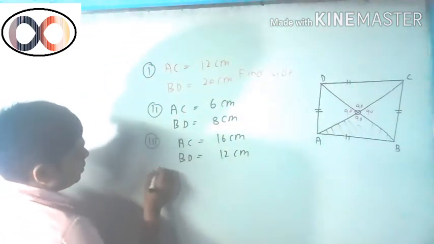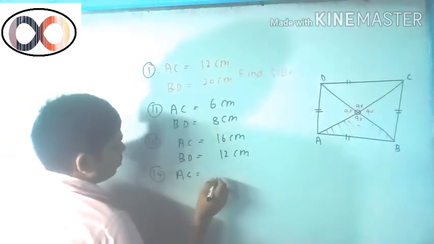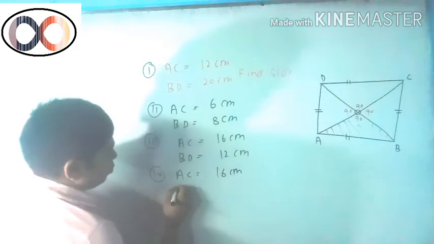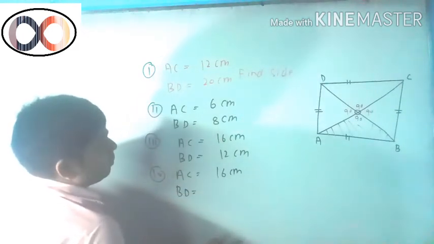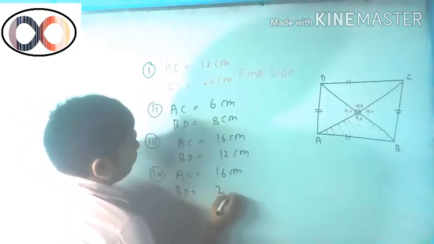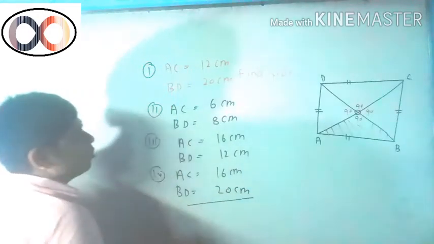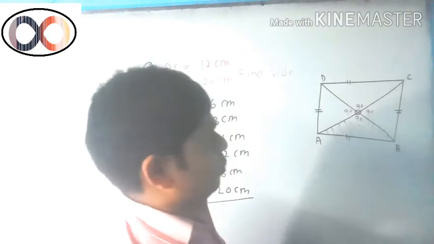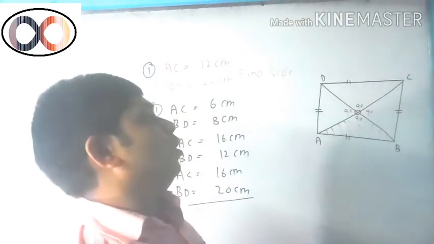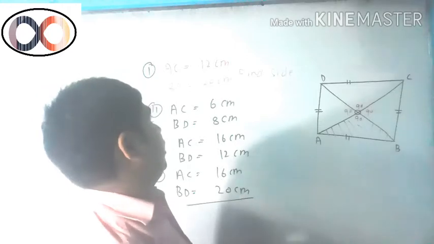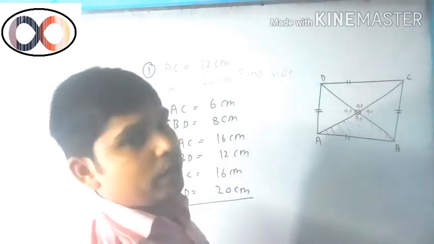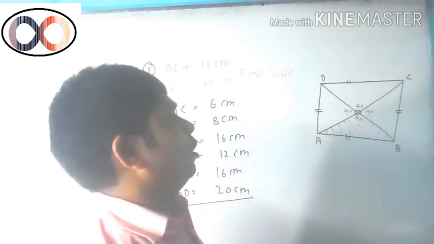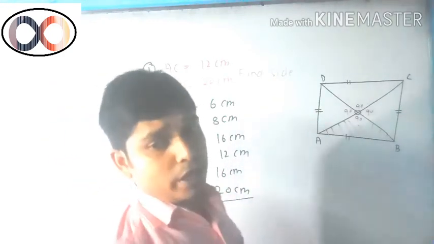And next, AC equals 16 centimeter and BD equals 20 centimeter. You need to find the length of the sides of the rhombus. Okay students, please apply the concept of rhombus and try to find the length of the side when the diagonals are given. You should try some more questions from your textbook. Okay, thank you.